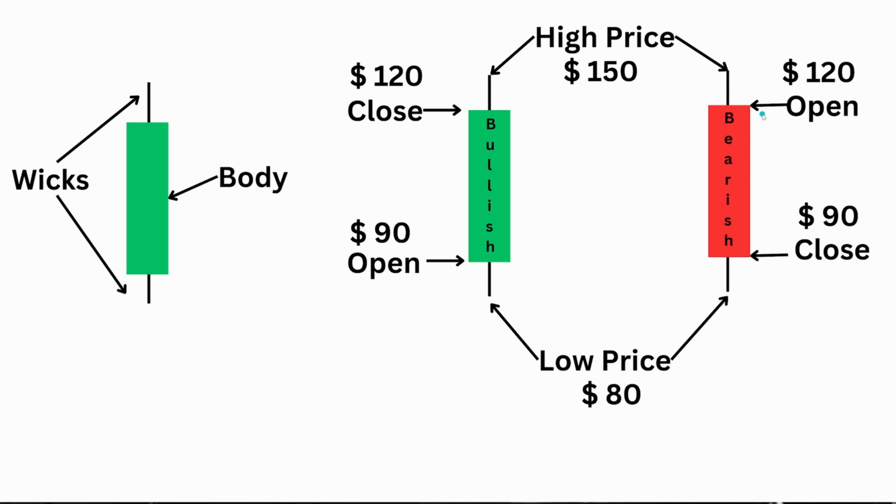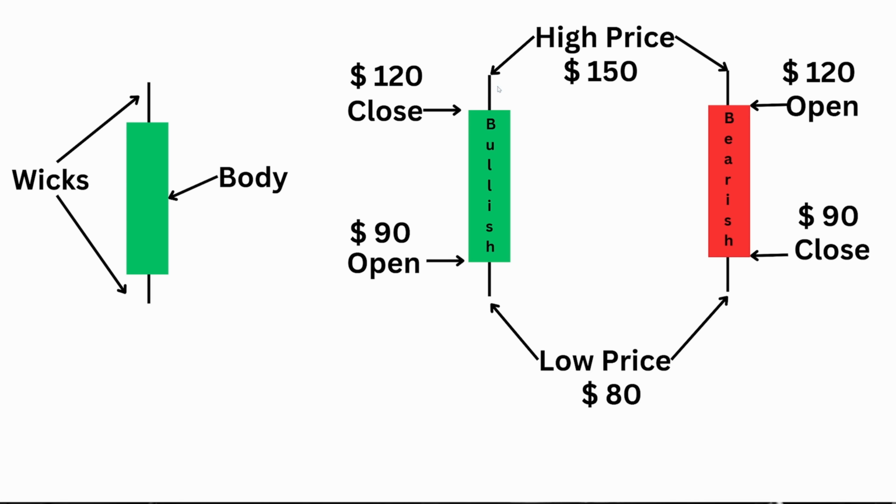So just to refresh everything, this green portion out here is the body of the candle, and these two lines coming out of it are the wicks. A bullish candle is always green in color. A bearish candle is always red in color. A bullish candle opens at a lower price and closes at a higher price, showing improvement in price for the stock. A bearish candle opens at a higher price and closes at a lower price, showing loss of value for the stock.